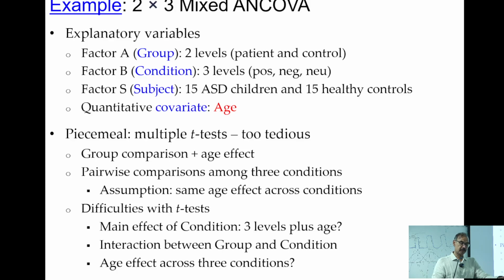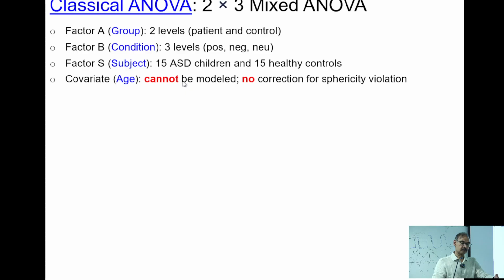And the difficulty with the t-test, as I said, is that main effect of condition is very difficult to do. Further, when we are doing this, there could be an interaction effect between group and condition. And also the age could play a role across the 3 conditions, right? And so in this case, what we can do is we can use a mixed effect ANOVA, right?